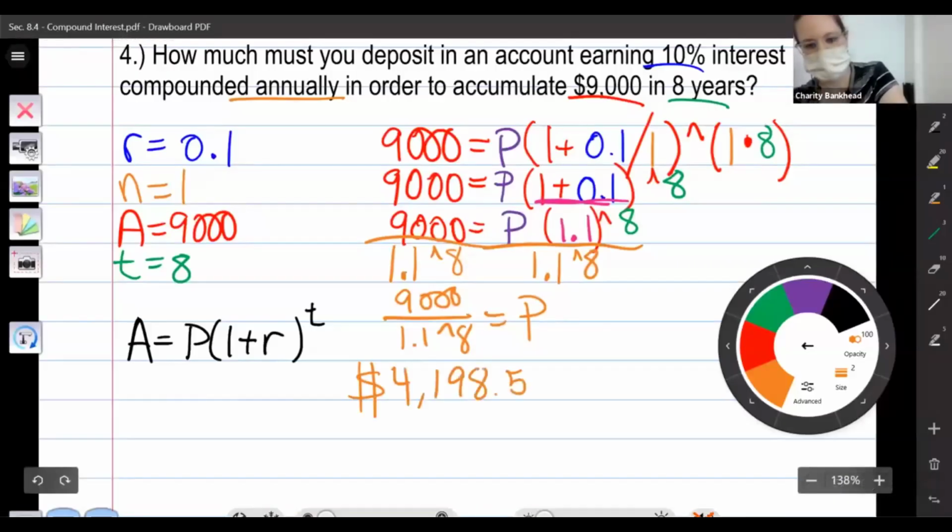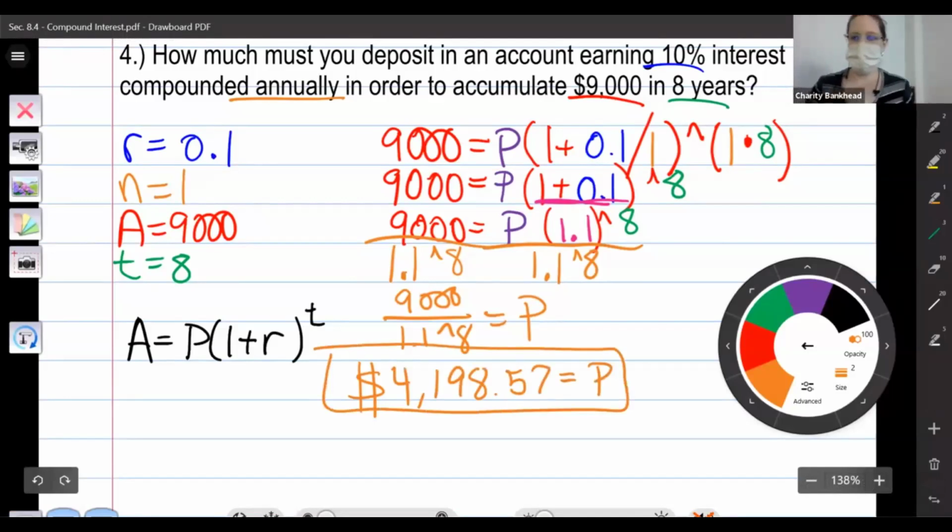I've noticed on MyLabs it usually asks you to round to the nearest dollar. In this case, it would probably ask you to round up to the nearest dollar, because if you round down at all, you won't reach that goal of 9,000. So even if it was only like 1 cent, you would round that up just to make sure you don't fall short of your financial goal.